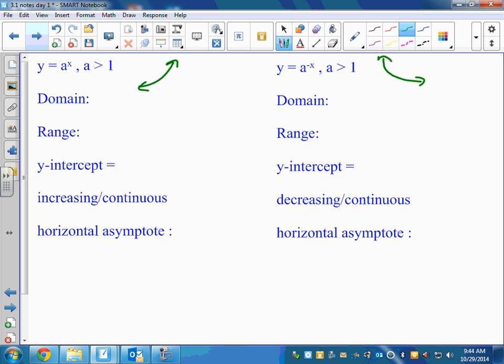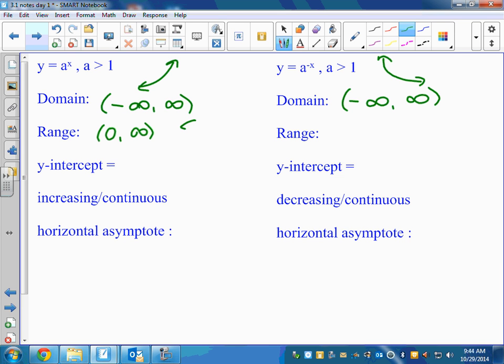The domain on both of these is all real numbers. Even with transformations, it's going to be all real numbers. But the range is going to be what is the lowest that it ever gets. And on these problems, if there's no vertical shift up or down, the range is never going to get to 0. So we're going to say from 0 to infinity, not including 0. There's no number for x that you could plug in there that will ever get you 0. That will ever get you a negative number.